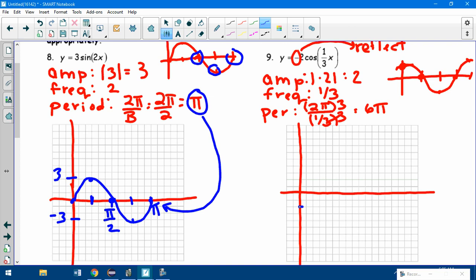Then I'm just going to go every 3 again. So this spot is going to be 0. Go every 3 again. Now I'm going to be up at 2 because I'm reflecting it. Now I'm going to be back at 0. I'm going to end down at -2.